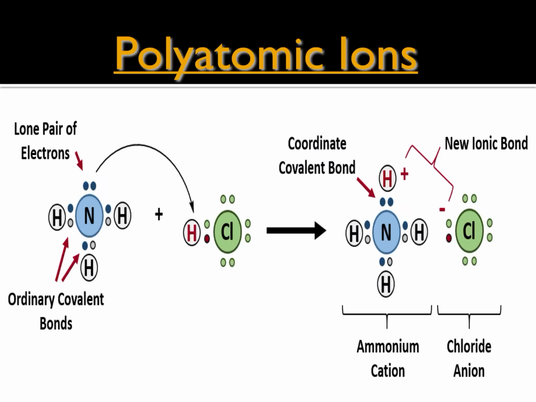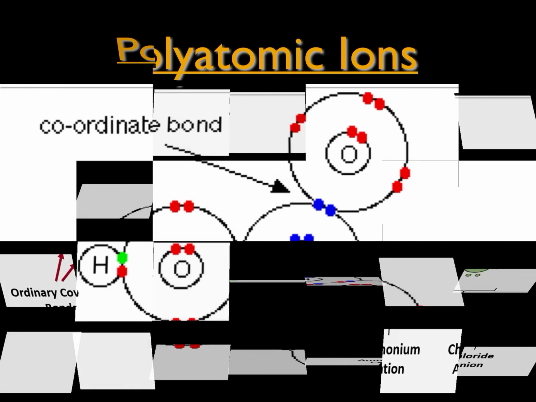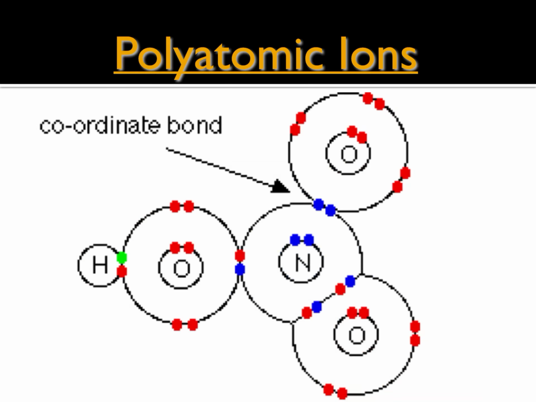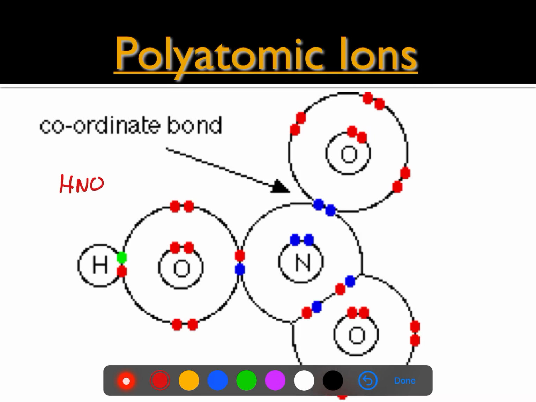Okay, and again, this shows my example with ammonia, with the unshared pair of electrons being attracted to the H+ ion and creating the coordinate covalent bond. Another example of a coordinate covalent bond is nitric acid, HNO3, which has the nitrate group in it.